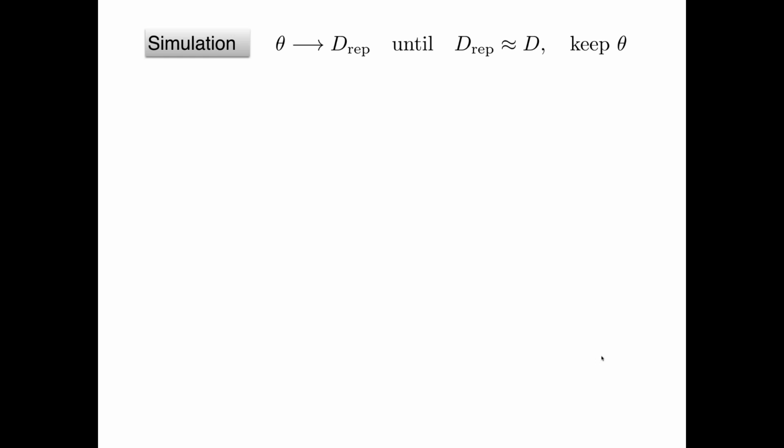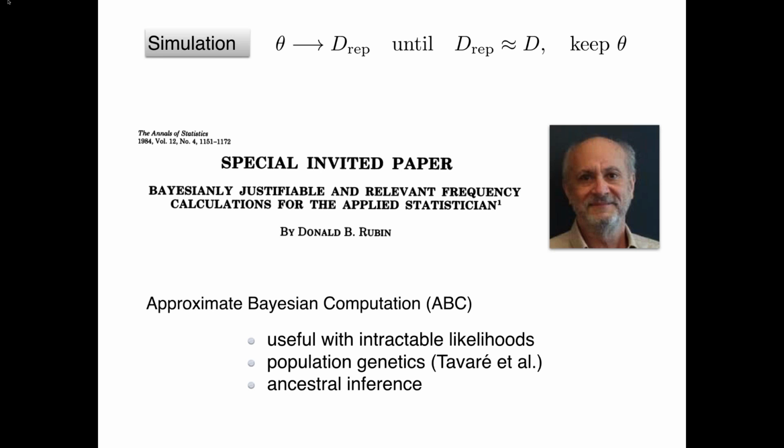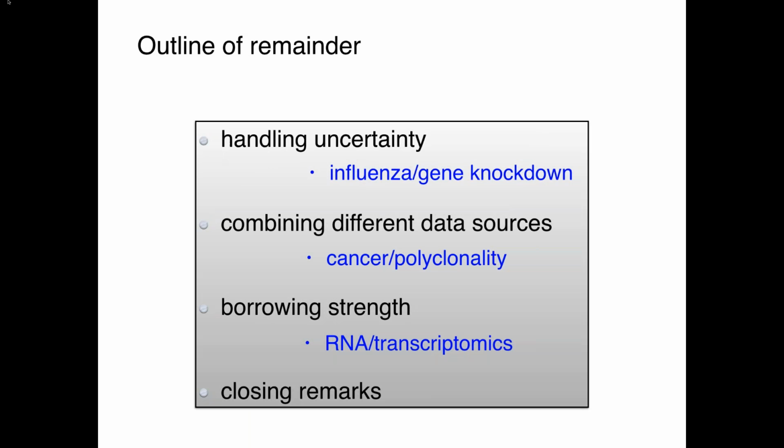But the same story: you simulate unknown things, simulated data, until that data is equal or approximately equal to the observed data that you have, and you keep track of the quantity theta that corresponds to it. This simulation view of the Bayesian inference was one of a number of terrific insights made by Don Rubin in his paper, which I recommend highly to everybody, on frequency calculations that are relevant for Bayesian analysis. It's also the basis of what people now call approximate Bayesian computation. That's especially useful in situations where the likelihood functions are intractable, such as in population genetics or in other forms of ancestral inference. Okay, so that's just supposed to whet your appetite about Bayes from a simulation perspective.